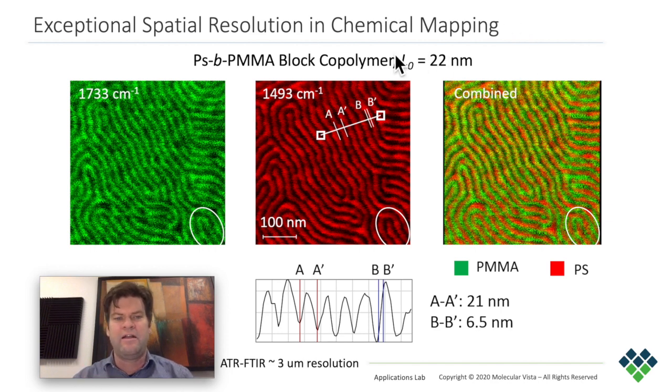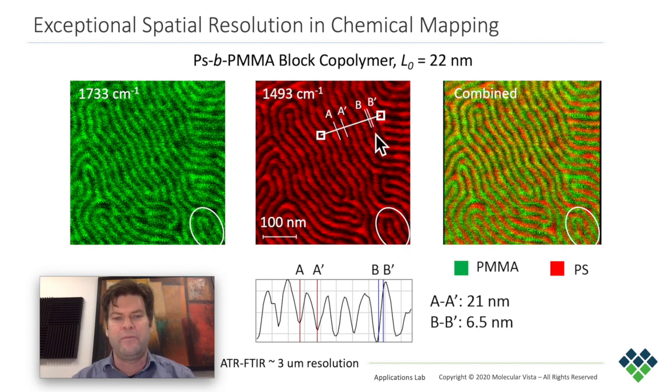Here we're looking at a block copolymer, polystyrene and PMMA, at a really small pitch spacing, but really high resolution for us to resolve. We can highlight the PMMA at the 1733 wave number, the carboxyl region, or we can highlight the polystyrene at the 1493 region. If we combine those two, you can see in the combined image where they are spatially.